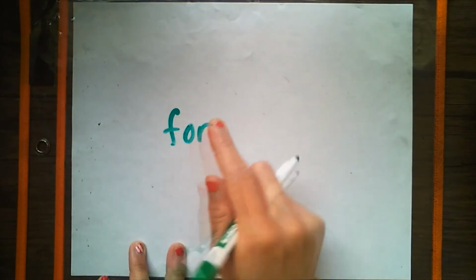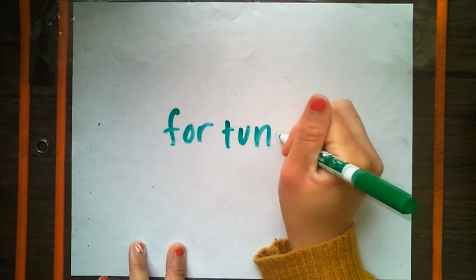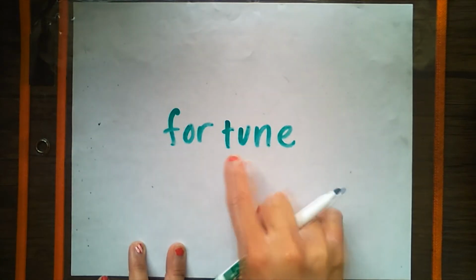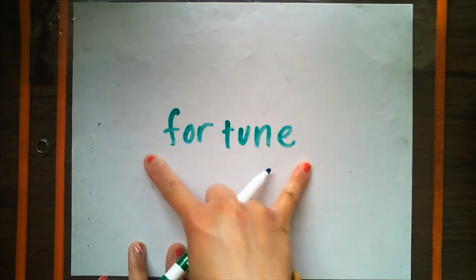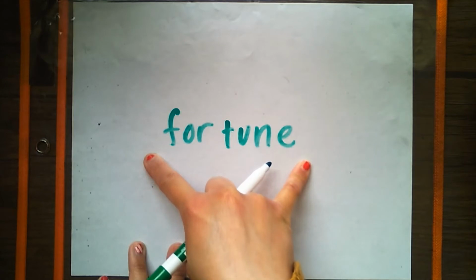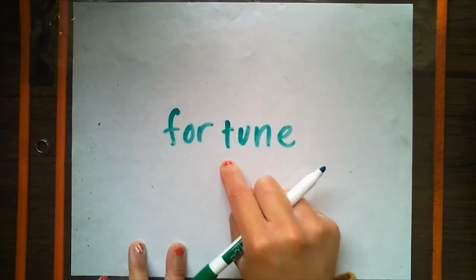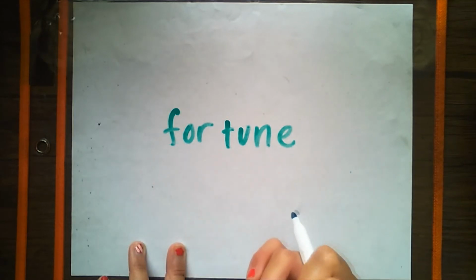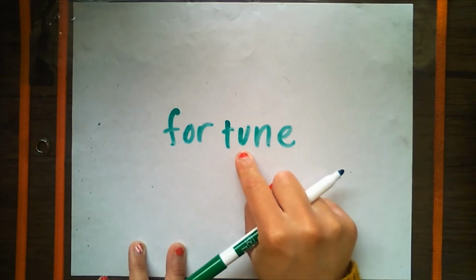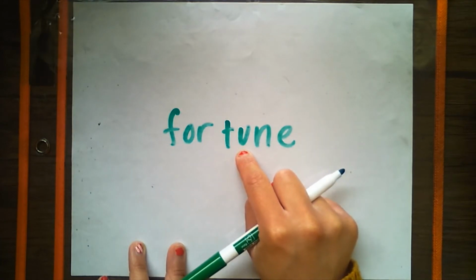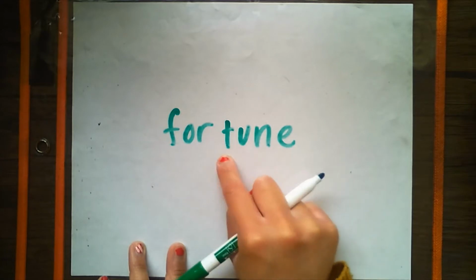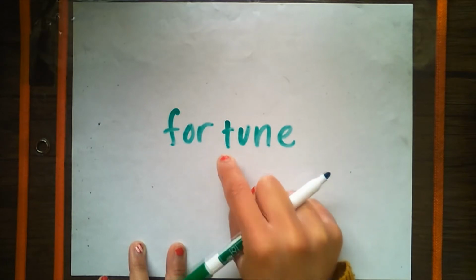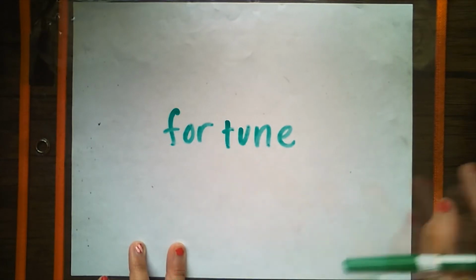Read for. Read tune. Read the whole word, fortune. And you'll notice that the T changed to a ch sound, and this changed from a u to an uh sound. There's a schwa there, as well as an irregular spelling sound pattern here.